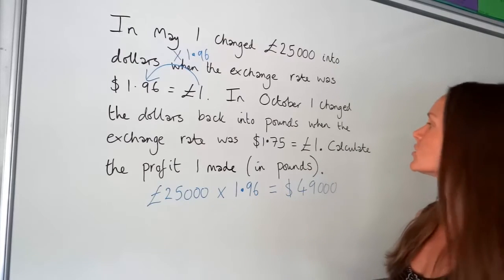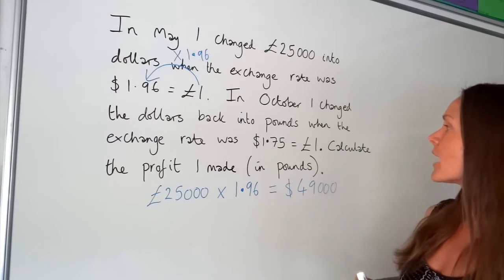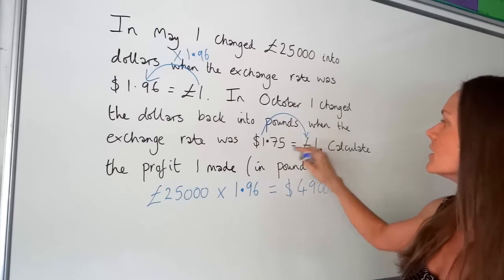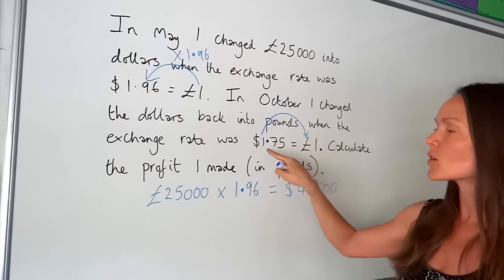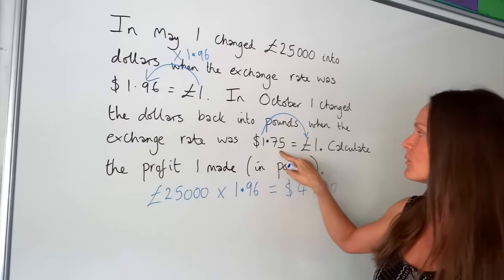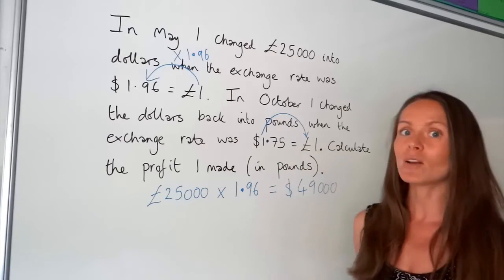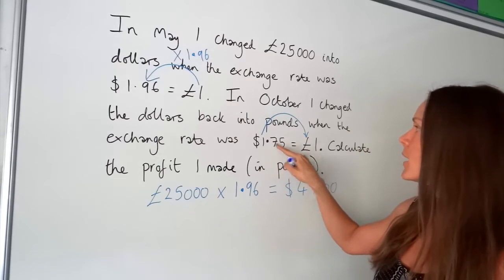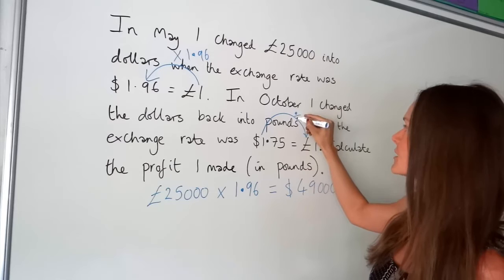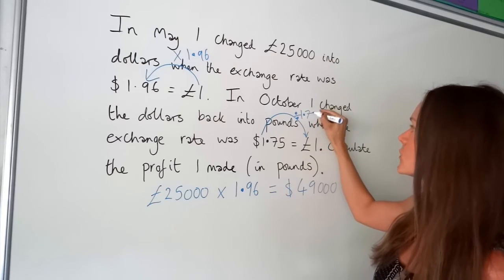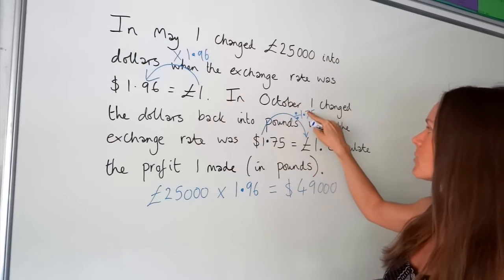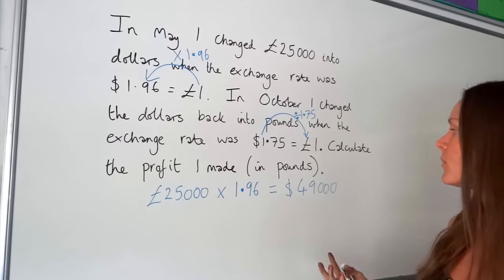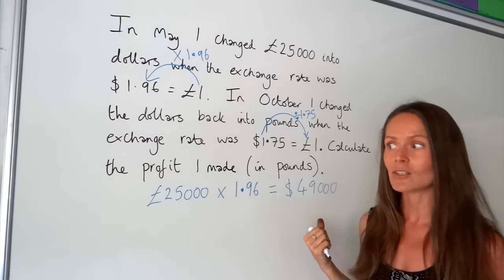So the exchange rate has changed, okay? Now, remember this time we're doing it the other way around. This time we're changing dollars into pounds. So to get from this number 1.75 to 1, remember you're either multiplying or dividing by this number. Well, if you divide this number by itself, so 1.75 divided by 1.75, you get 1. So we have to do the same with the $49,000.